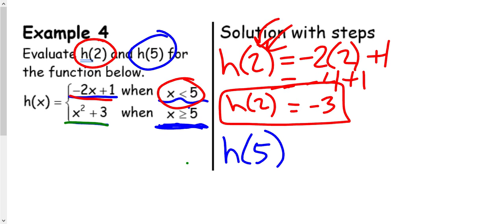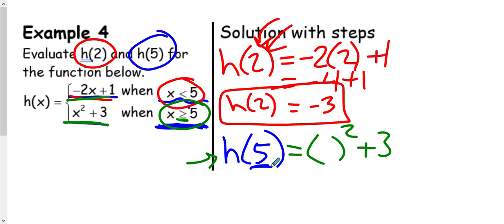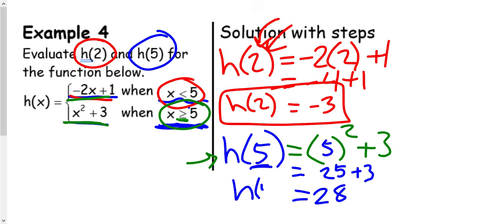Now, how about for the second one? Do I want to use the top or the bottom equation? Well, 5 is greater than or equal to 5, right? So we want to use that bottom equation. So we're going to say x squared plus 3. But what am I plugging in for x? 5. 5 squared is 25. 25 plus 3 is 28. So we can say that h of 5 equals 28.